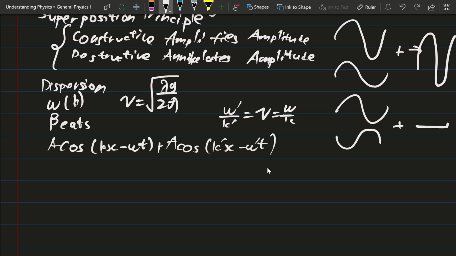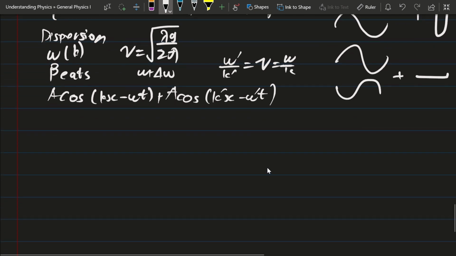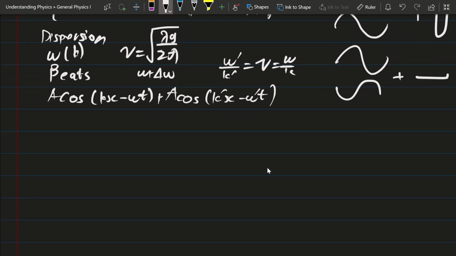So what's wrong with this? Well, nothing is truly wrong. And in fact, I will just state that the omega will be added by a certain amount, a little bit, which I will call delta omega. So by looking at this, what's cosine plus cosine? That's the first question that I want to talk about.